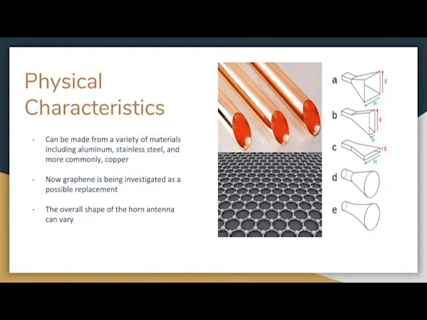Also, the overall shape of the horn antenna can vary. As you can see from the picture, you can have a pyramidal antenna, you can have a rectangular horn antenna, both in the vertical direction or the horizontal direction, or you can have a conical antenna. These are all variations of the same horn antenna.